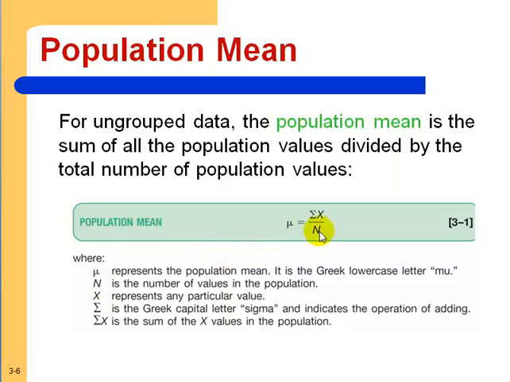N here is the number of values in the population. This x represents any particular value. We call this one sigma. Sigma indicates the operation of summing. So sigma x is the sum of the x values in the population.